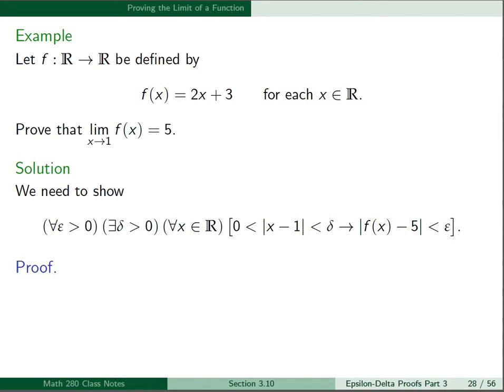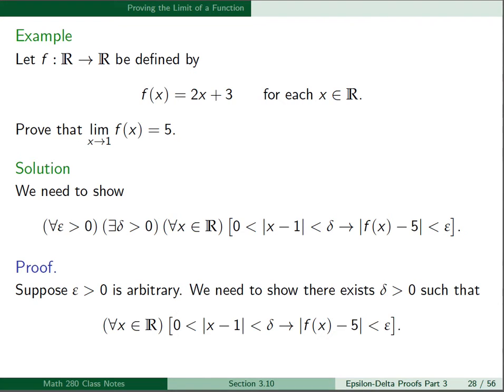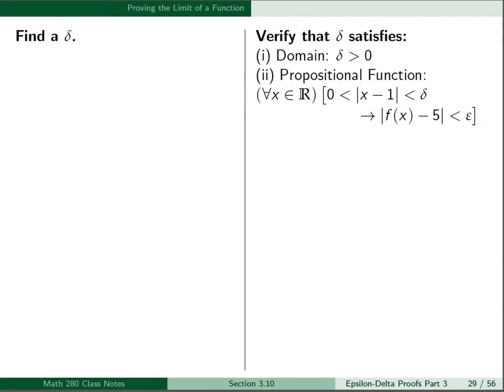So we're ready to start our proof. So we'll suppose epsilon greater than 0 is arbitrary, and we need to show that there exists a delta greater than 0 such that our condition holds for all x in R, 0 less than |x - 1| less than delta implies |f(x) - 5| less than epsilon. So we're proving an existential statement, so we'll go ahead and set up our two columns. We need to find a delta, and then we need to verify that delta satisfies the domain and propositional function conditions.